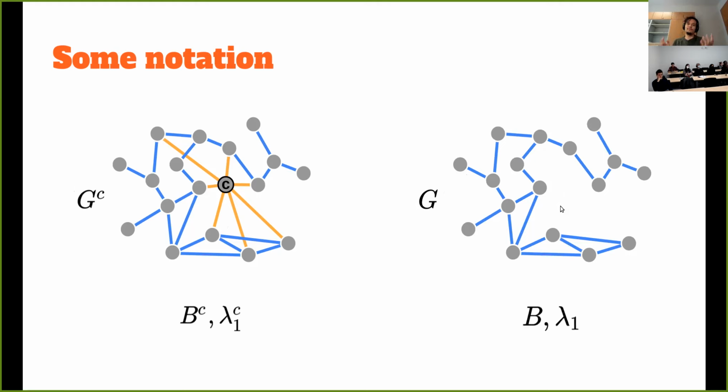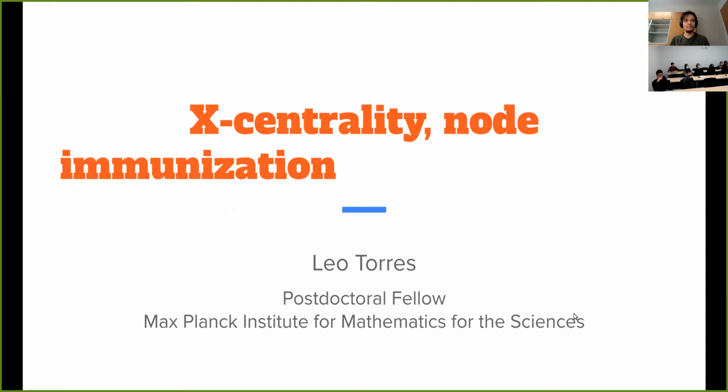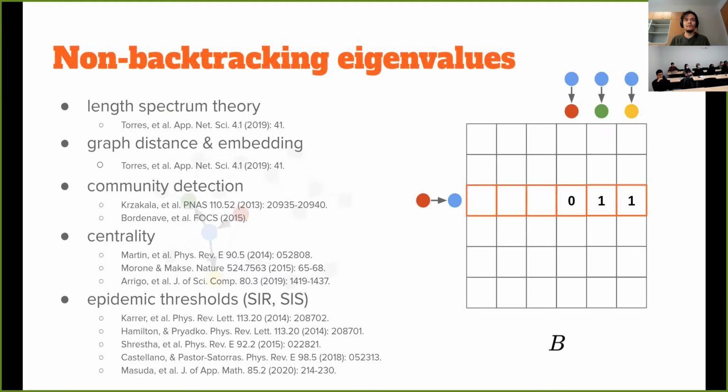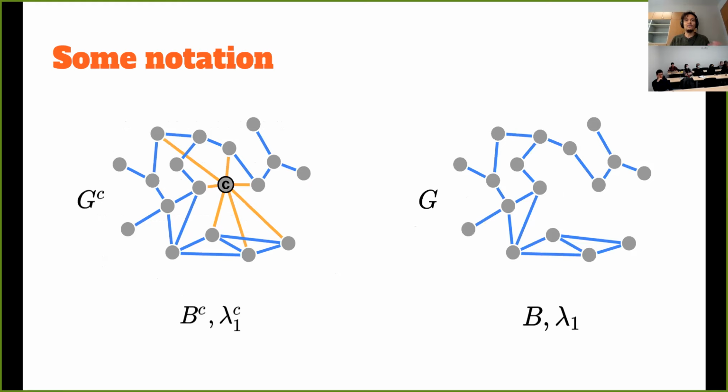So each of these graphs have their non-backtracking matrix. Each of those non-backtracking matrices has their leading eigenvalue. And what I'm interested in here is in looking at trying to estimate the difference in the leading eigenvalue before and after I remove the node. All right.